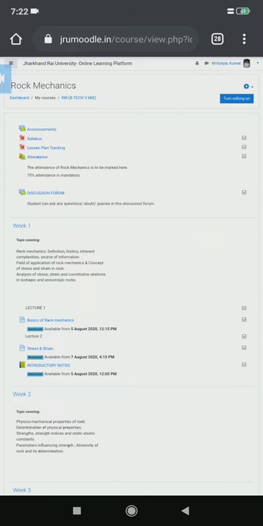I hope you all are clear with stress and strain and the basics of rock mechanics. If any one of you have any doubt, please ask in the discussion forum.